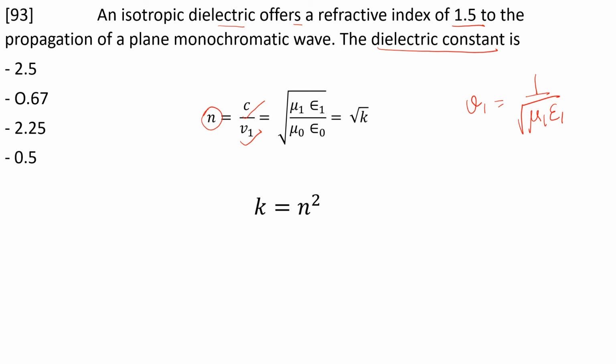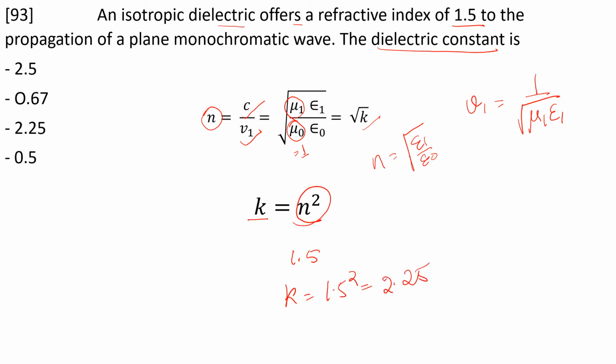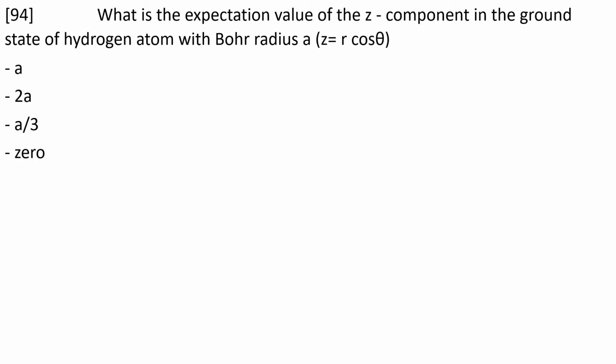Now, for a non-magnetic material, mu1 and mu naught are equal. So your refractive index is nothing but the root of epsilon1 divided by epsilon naught, which is nothing but root k. So k is equal to n squared. You are given the refractive index 1.5, so the value of k is equal to 1.5 squared, which is 2.25. The answer is C.